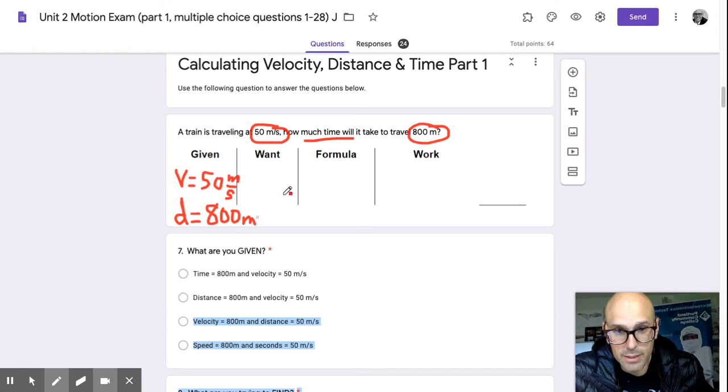What do I want to find? I want to find how much time. How much time did this take? So I want to find time. And I like to run my equation all the way out.